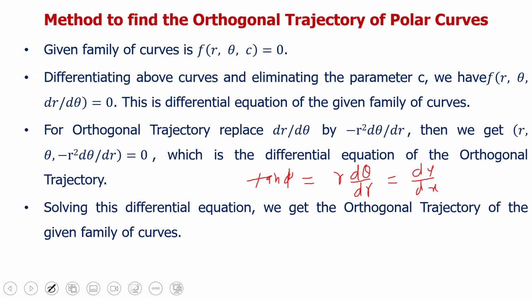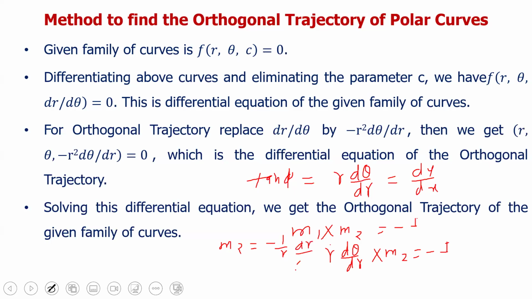Now, we know that m1 multiplied by m2 is equal to minus 1. So suppose m1 is equal to r dtheta/dr, multiplied by m2, which is equal to minus 1. Let us try to find the value of m2. So what is the value of m2? m2 is equal to minus 1 upon r dr/dtheta.